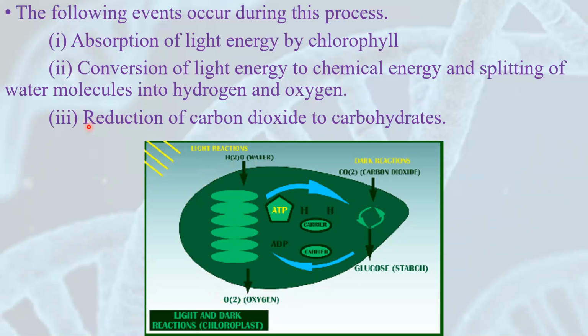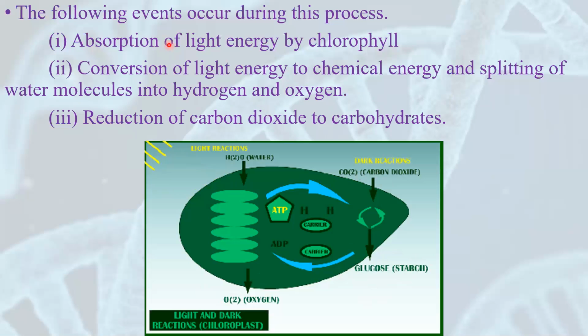Third step is reduction of carbon dioxide to carbohydrates. So now CO2, this carbon dioxide, will be converted to carbohydrates, that is glucose. So this is the third step. Now you have seen here, light, water, carbon dioxide, all three raw materials are used, and oxygen and glucose, both the products, are formed here.